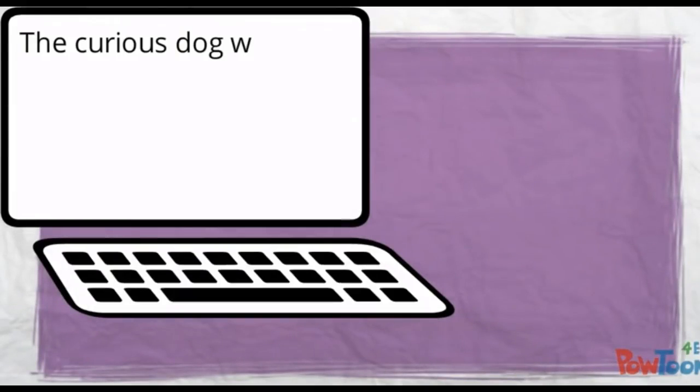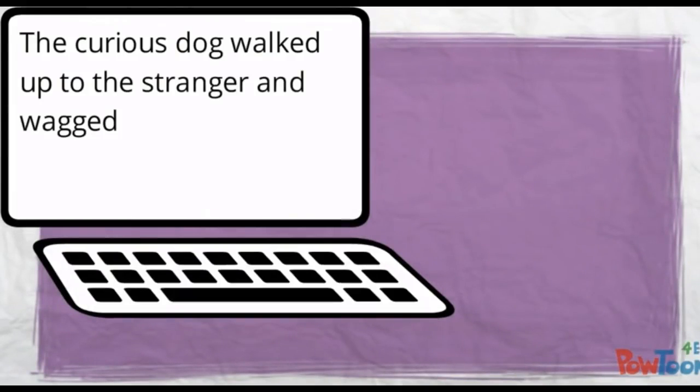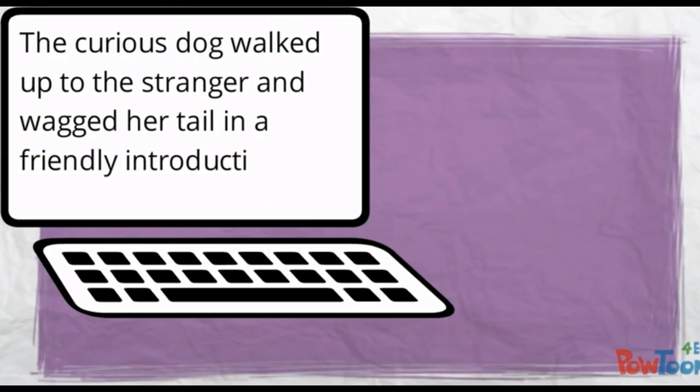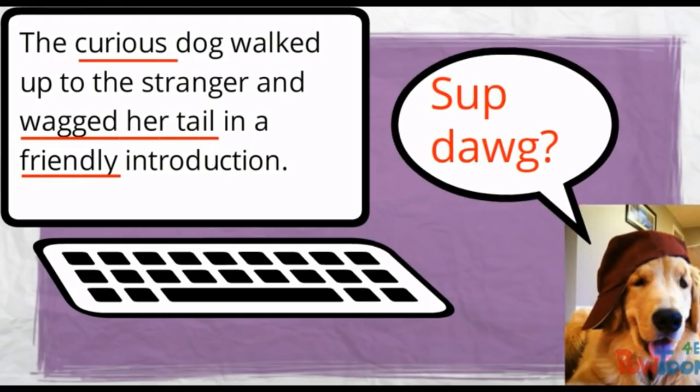The word curious has a different connotation in this sentence. The curious dog walked up to the stranger and wagged her tail in a friendly introduction. We see the words wagged her tail and friendly. We know that dogs wag their tail when they're happy, so we can figure out that this curious dog is not a threat.